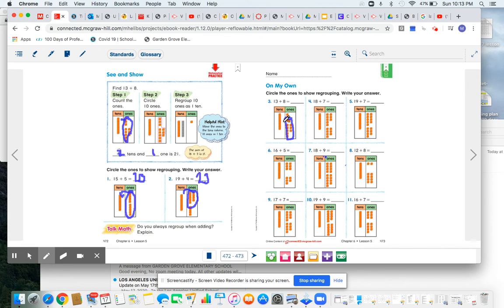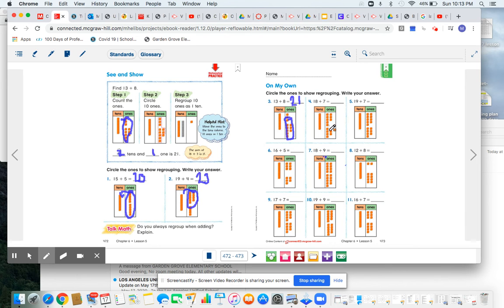So I know that in this group, there's only 1 in the ones place. And I know that there's 2 base 10s because this is 1 and this is 2. So I'm going to write 2. So 13 plus 8 is 21. Let's go ahead and look at this next problem.